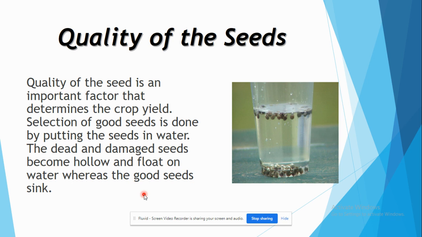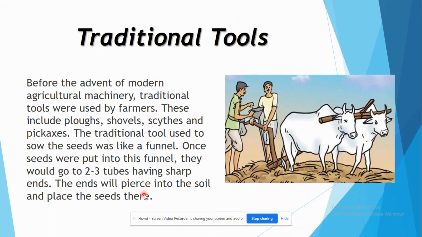Before sowing, one of the important tasks is to know about the tools used for sowing seeds. So now we are going to discuss that. Traditional tools first. Before the advent of modern agricultural machinery, traditional tools were used by farmers. These include plows, shovels, scythes, and pickaxes. The traditional tool used to sow seeds was like a funnel. Once seeds were put into this funnel, they would go through 2 to 3 tubes having sharp ends. These ends would prise into the soil and place the seeds there.